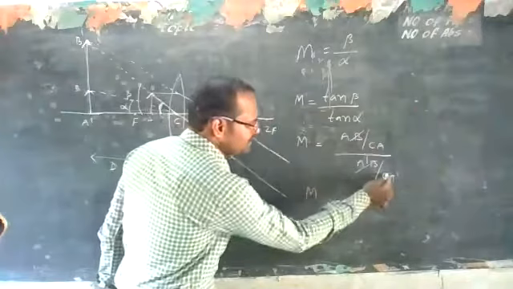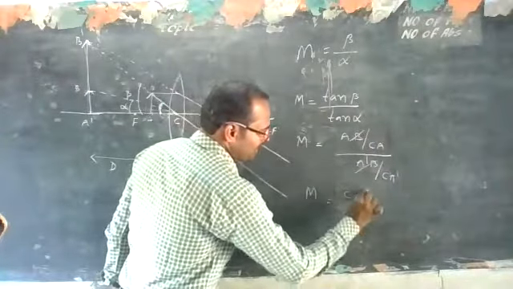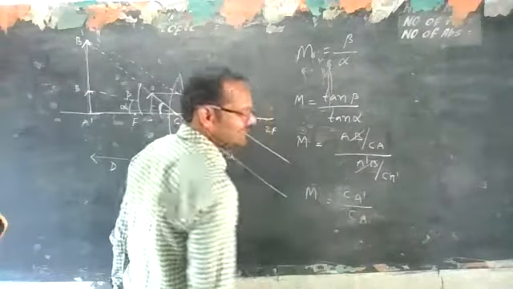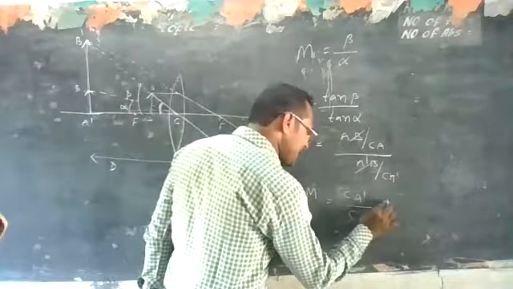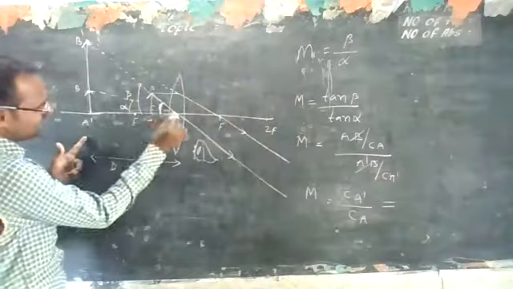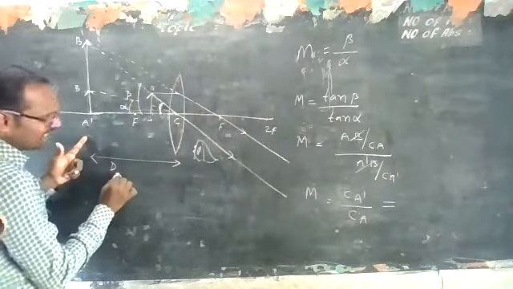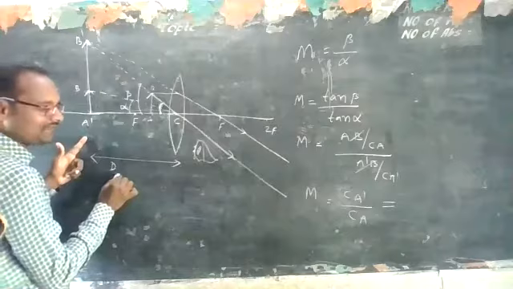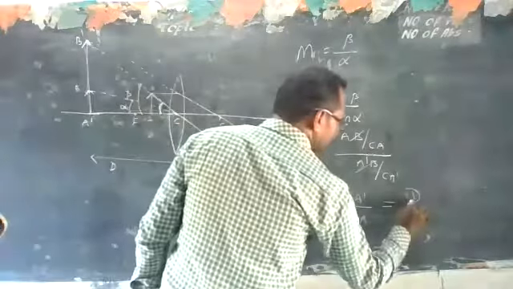Magnification will become CA dash upon CA. Correct? Yes. What is CA dash? CA dash, optic center to A dash, is the image distance. How much is it? Capital D. So I am writing capital D.